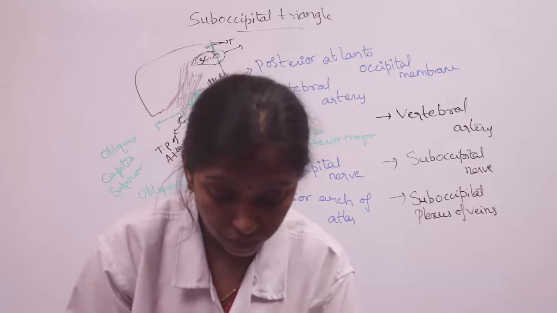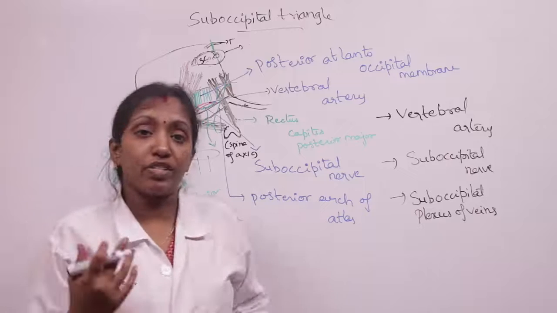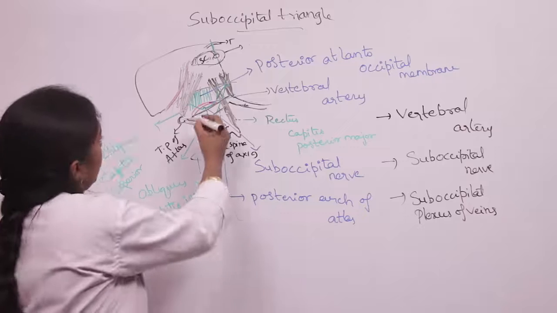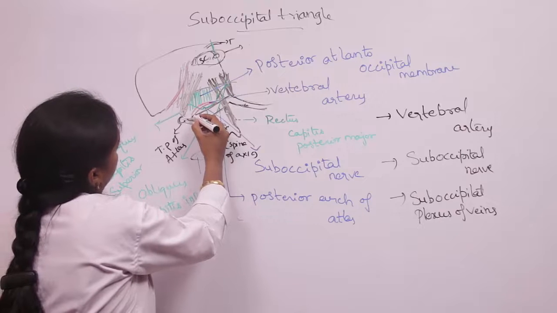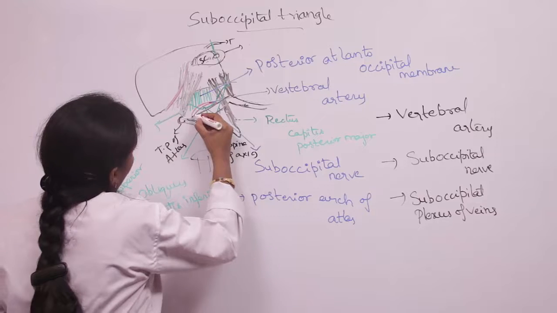Coming to the vertebral artery. The vertebral artery is a branch from the first part of the subclavian artery. This vertebral artery first appears here. Look here, this is the vertebral artery here.